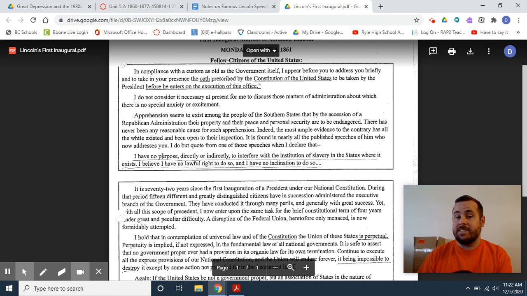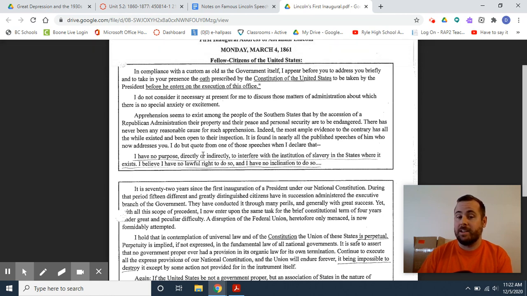Okay, nothing new there. He's essentially stating the policy of the Republican Party. Let slavery exist where it was. Just don't let it expand. He says, I believe I have no lawful right to do so, and I have no inclination to do so. So he says, legally, as president, he is not lawfully allowed to abolish slavery. And personally, as far as his desires, he has no inclination to do so. I always ask my students, what's going on here? Is he lying?